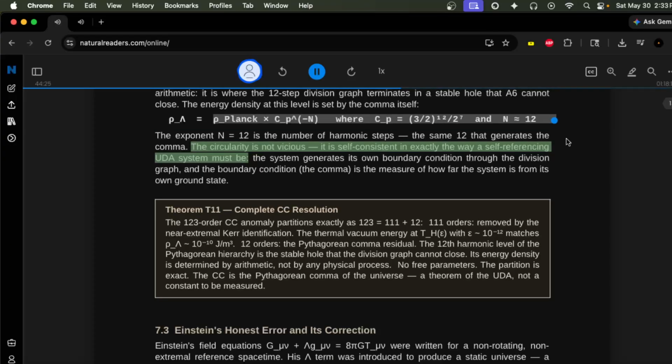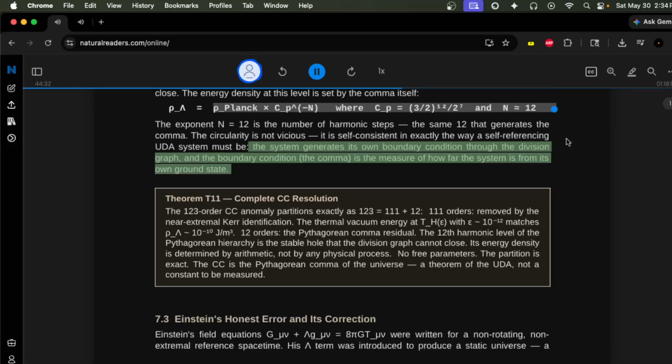The circularity is not vicious, it is self-consistent in exactly the way a self-referencing UDA system must be. The system generates its own boundary condition through the division graph, and the boundary condition is the measure of how far the system is from its own ground state.